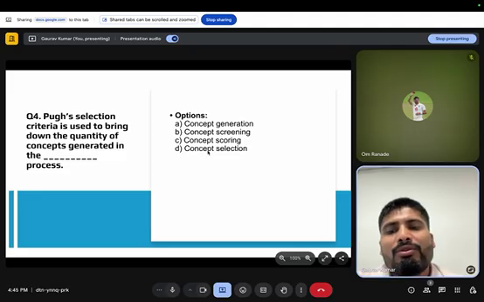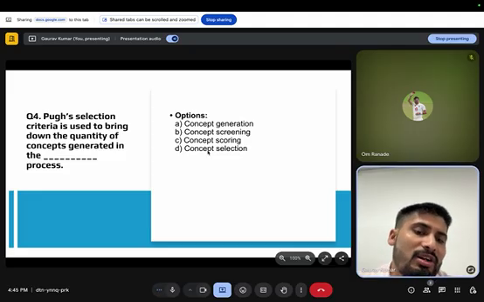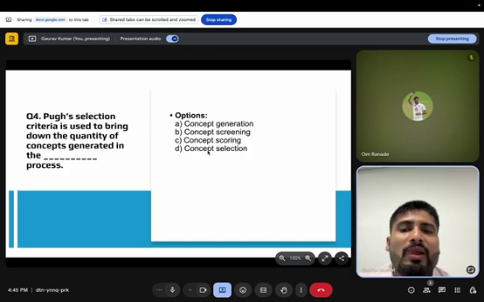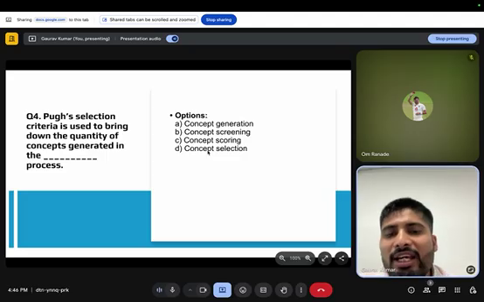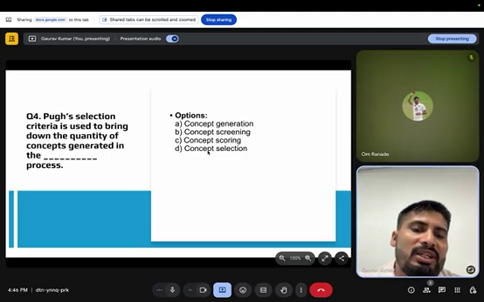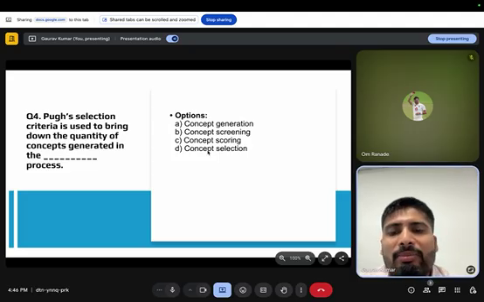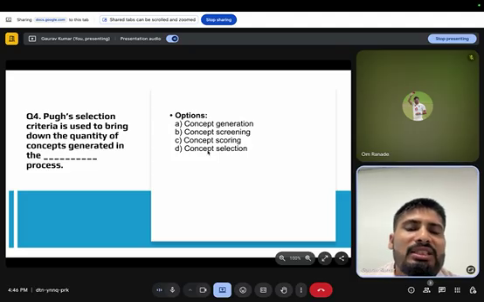Okay, so option A, concept generation, involves idea creation, not the evaluations. Option C, concept scoring, occurs after screening and involves numerical weighting. Option D is too broad to describe this specific filtering function. Therefore, option B aligns perfectly with the practical application of Pugh's criteria.